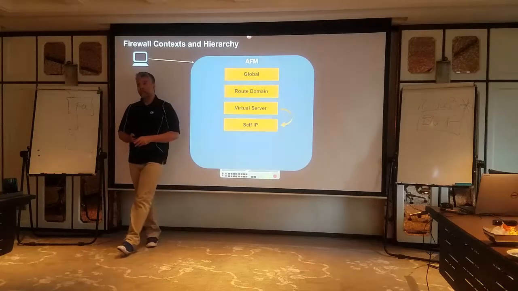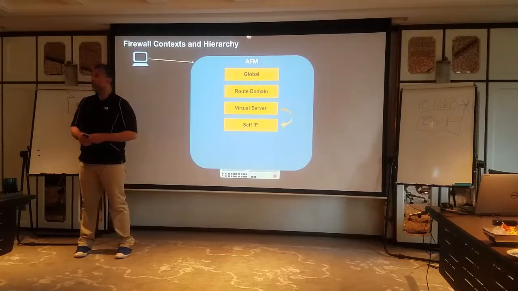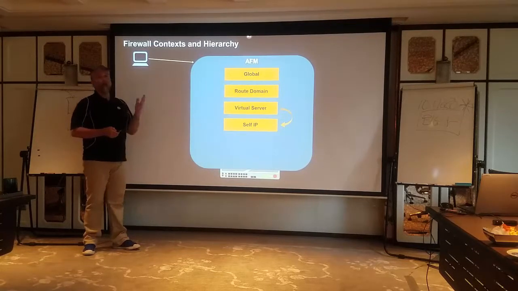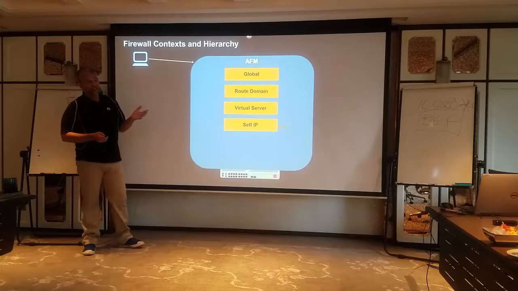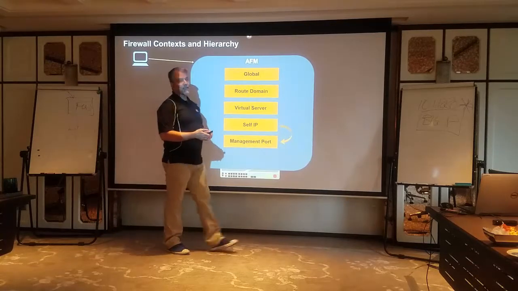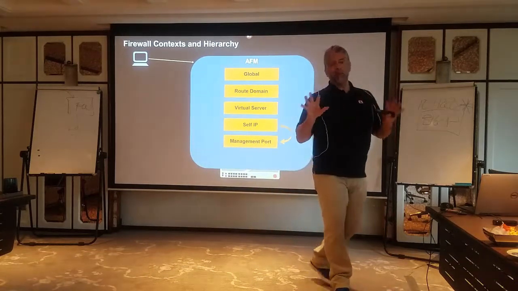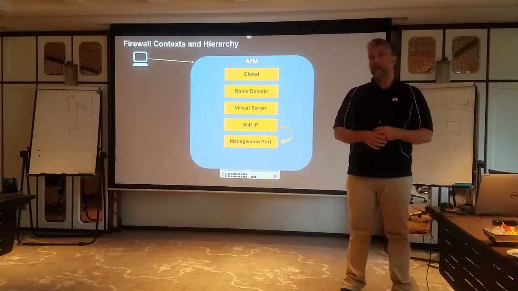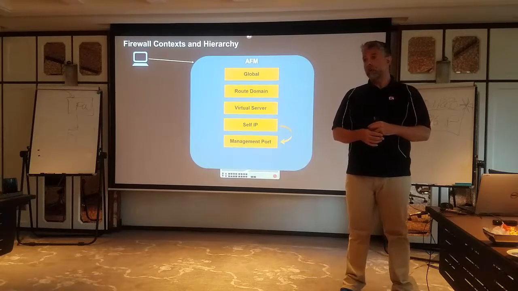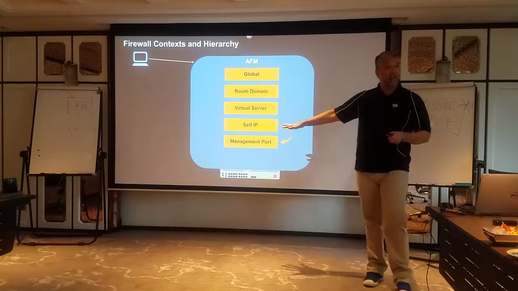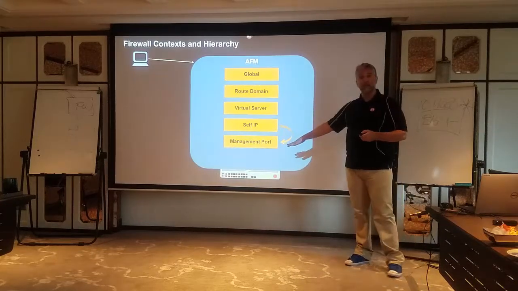We can see if they're matching a rule at a self-IP context. If they're not matching a rule there, we're running out of options. We can also check to see if they're accessing the management port, because we don't essentially create rules there. If you did, you truly could lock out the entire BIG-IP. So we're checking to see, are they accessing the management port? We'll give them access there.